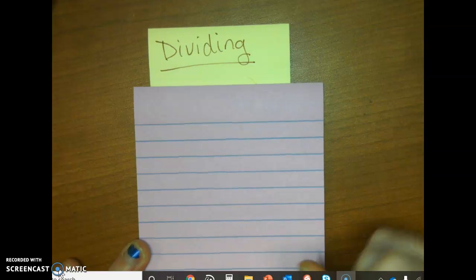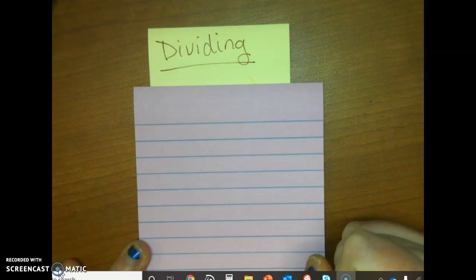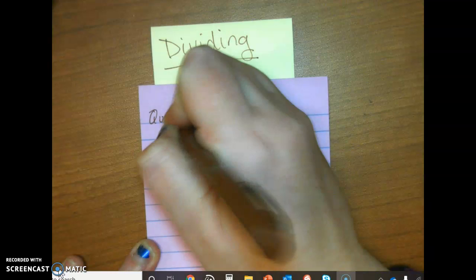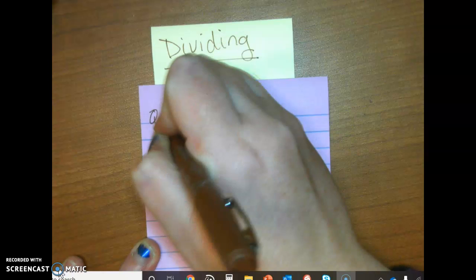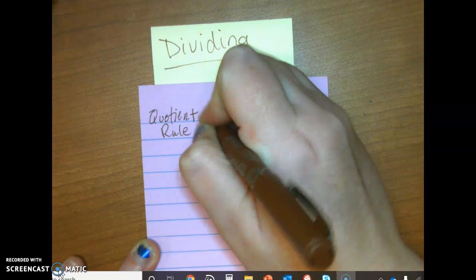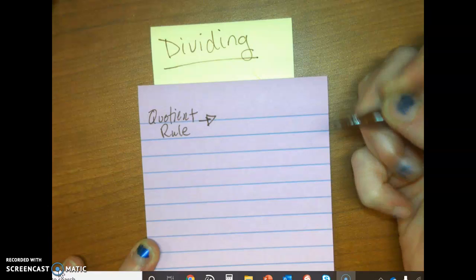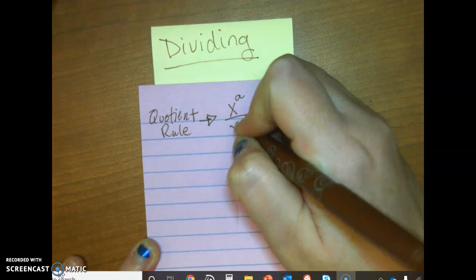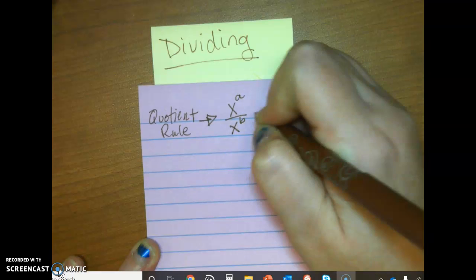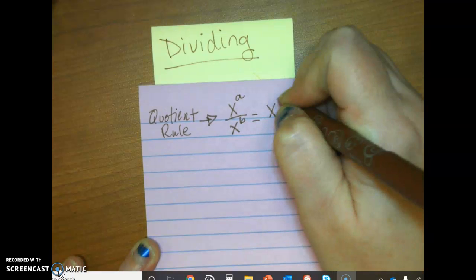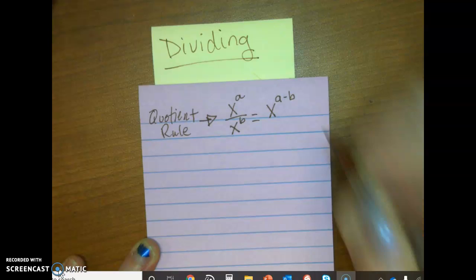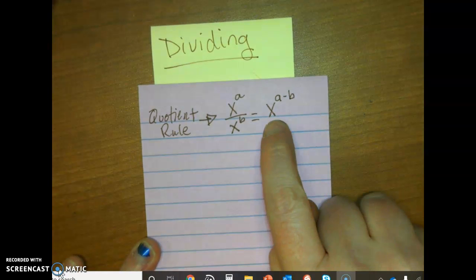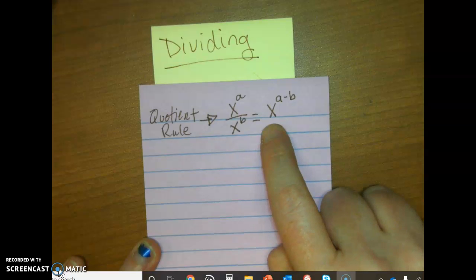Now let's go on to dividing. Okay, I don't want you to get confused. I do want you to remember the quotient rule. It says that x to the a divided by x to the b equals x to the a minus b. So you're going to be subtracting those exponents. Notice nothing happens to my x value. It just hangs out, okay?